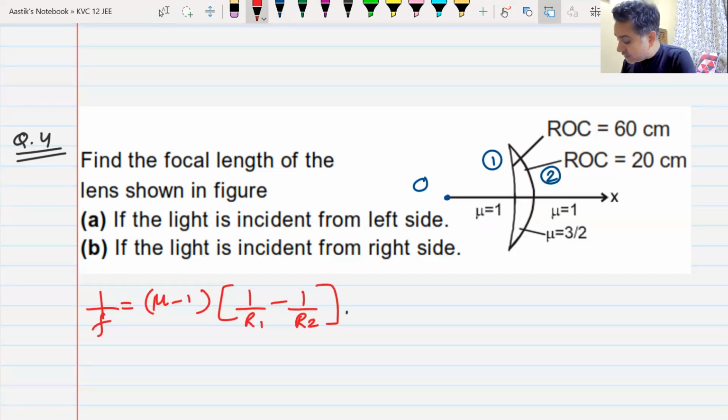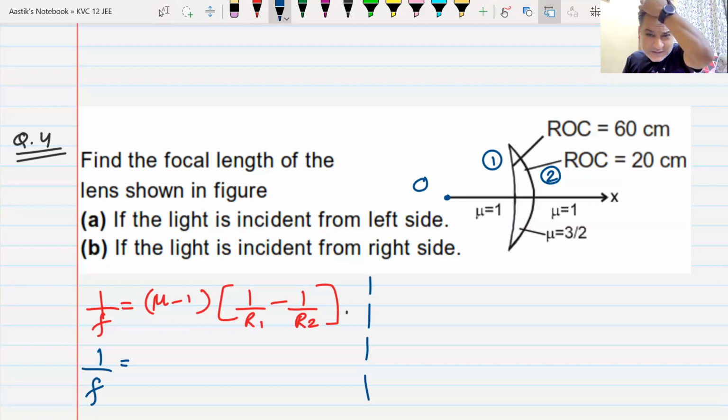I just put the values now. 1 by f, the value of mu is 3 by 2. 3 by 2 minus 1 is half. So let me just put half. Do we understand this now? 3 by 2 minus 1 is half. Yes or no? Let us look at R1, the first surface.